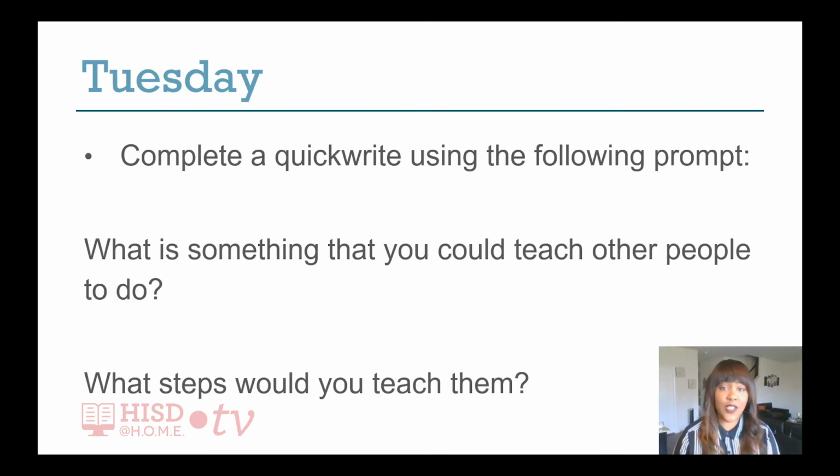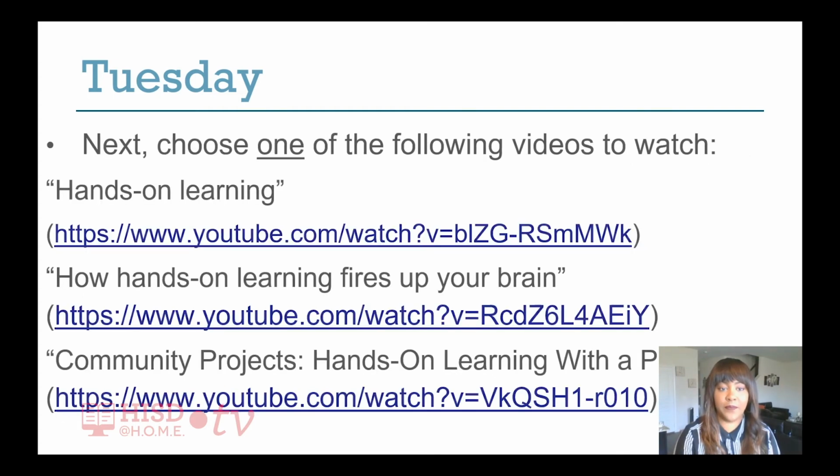On Tuesday, we're going to ask that you start by completing a quick write using the following prompt. What is something that you could teach other people to do? What steps would you teach them? Once you're finished with your quick write, choose one of the following videos to watch. We've given you an option of three. We just want you to choose one. All three of the videos are about hands-on learning, so select one.